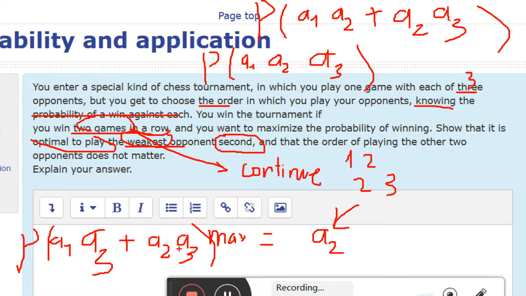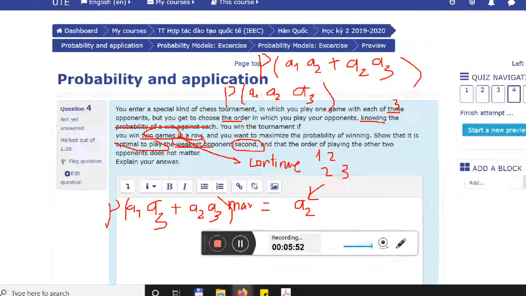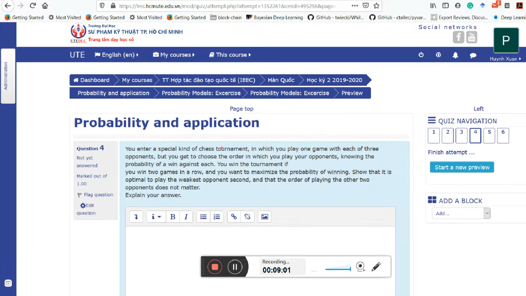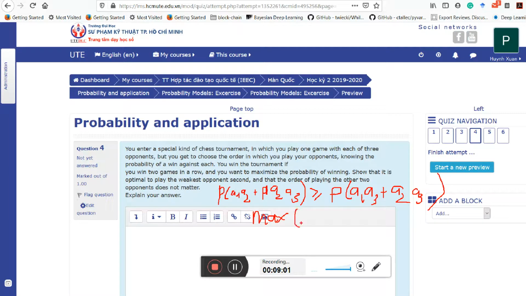So your task, let me clarify it. Your task is to prove that the probability of A1 A2 plus the probability of A2 A3 is greater than the probability of A1 A3 plus the probability of A2 A3, with the condition that the maximum of the probabilities A1, A2, A3 equals A2.